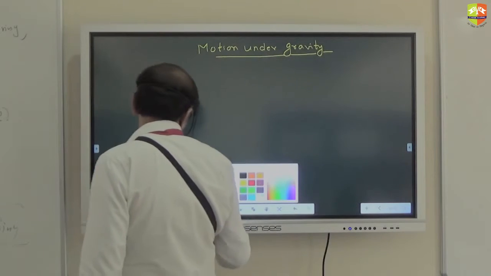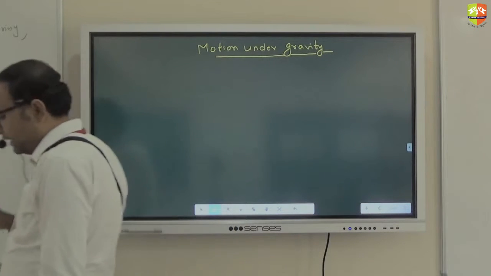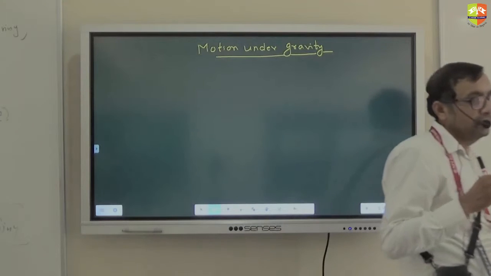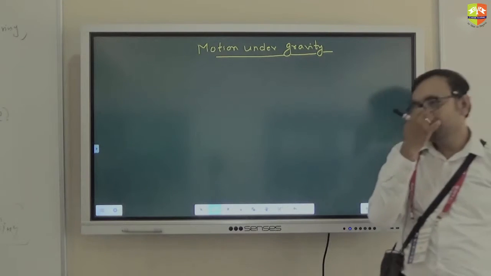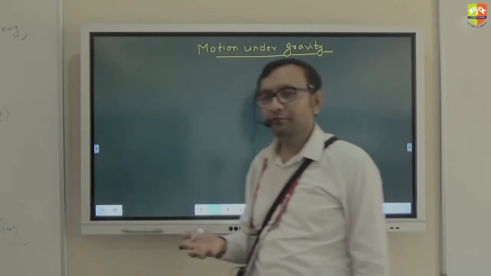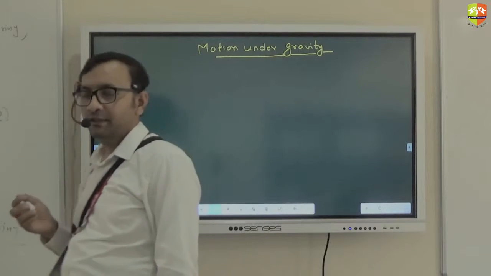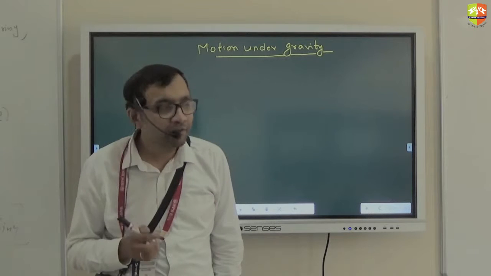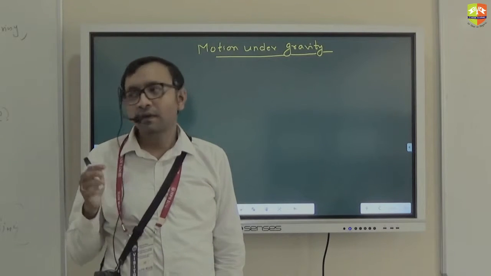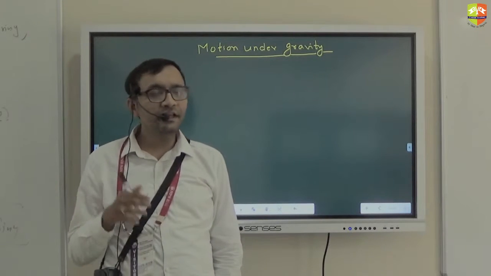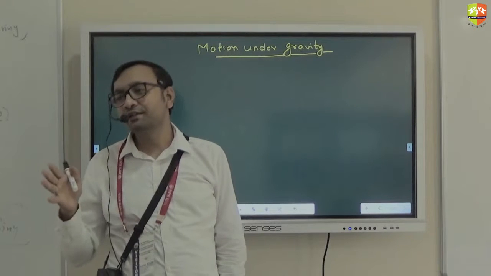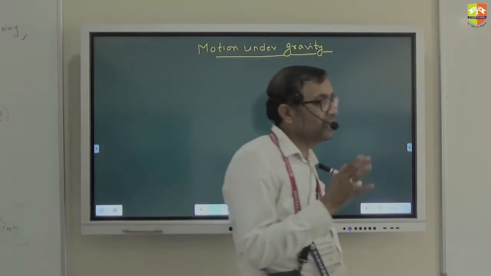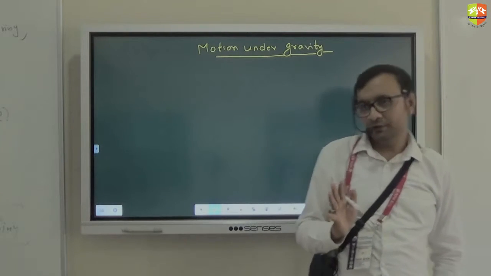Now the kind of motion we are going to discuss now is motion under the influence of gravity. What is gravity? Gravity is a force. Who applies that force? Earth applies that force. How much is that gravity force equal to? m into g. m into g is the force. Yes or no? m into g is a gravity force. All of you know this.